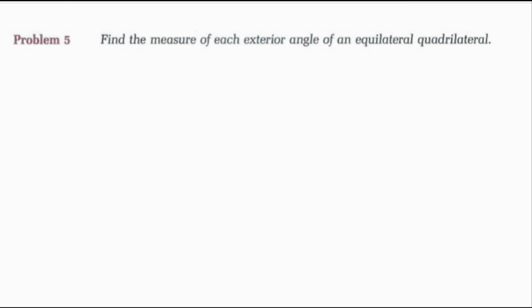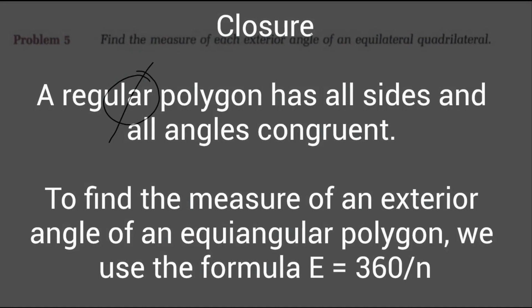Looking at problem 5, find the measure of each exterior angle of an equilateral quadrilateral. Now, it doesn't tell me that it's equiangular, it just tells me that it's equilateral. And just because something is equilateral doesn't mean it's equiangular. So in this case, I actually don't have enough information to find the measure of each exterior angle. So really, there's no solution.